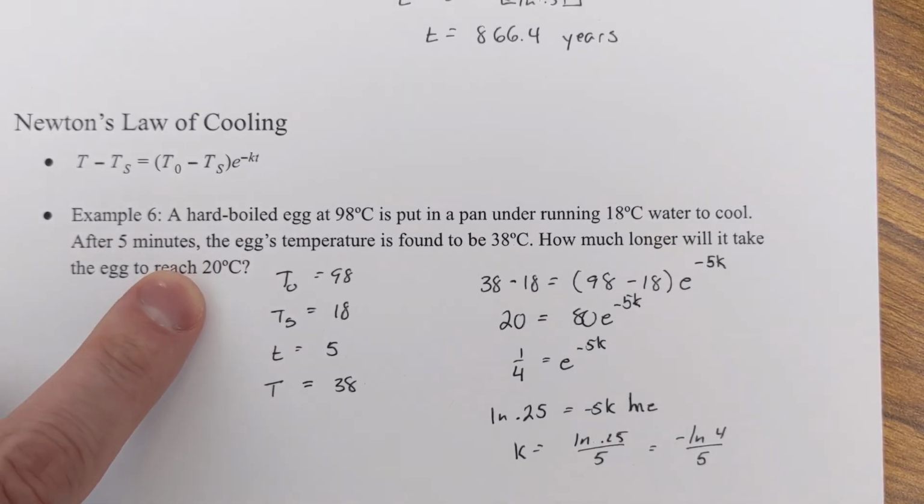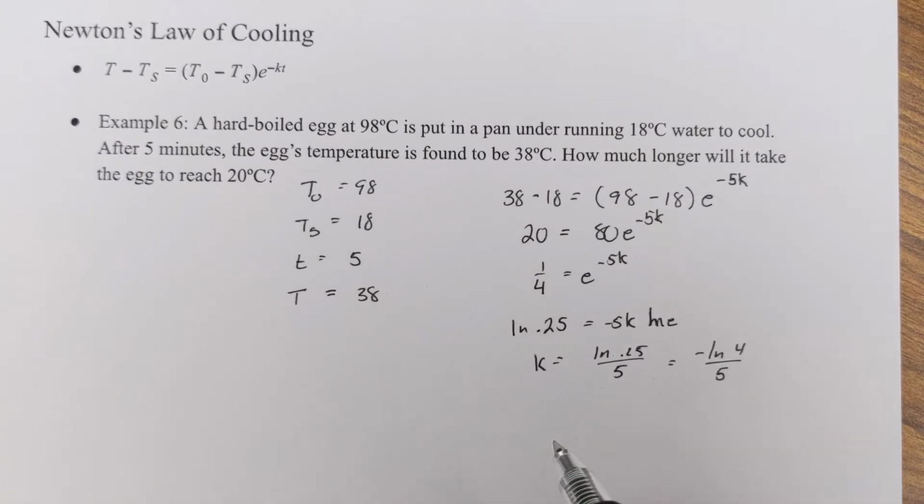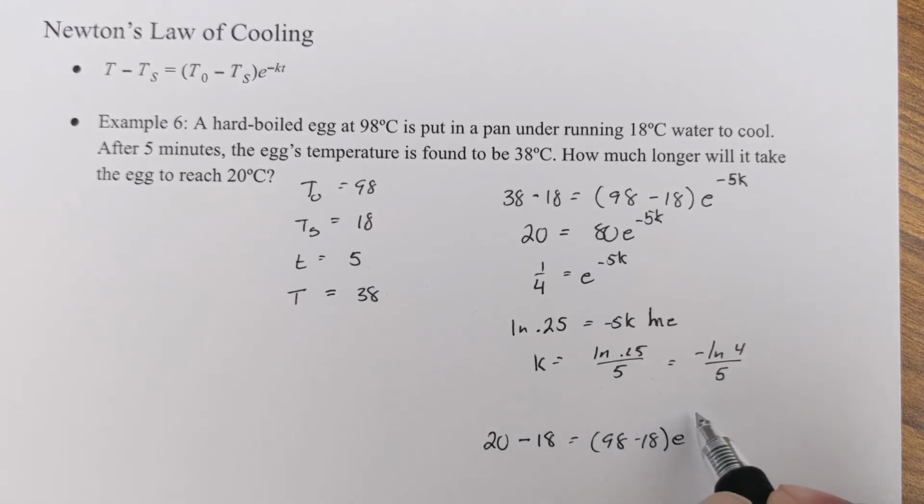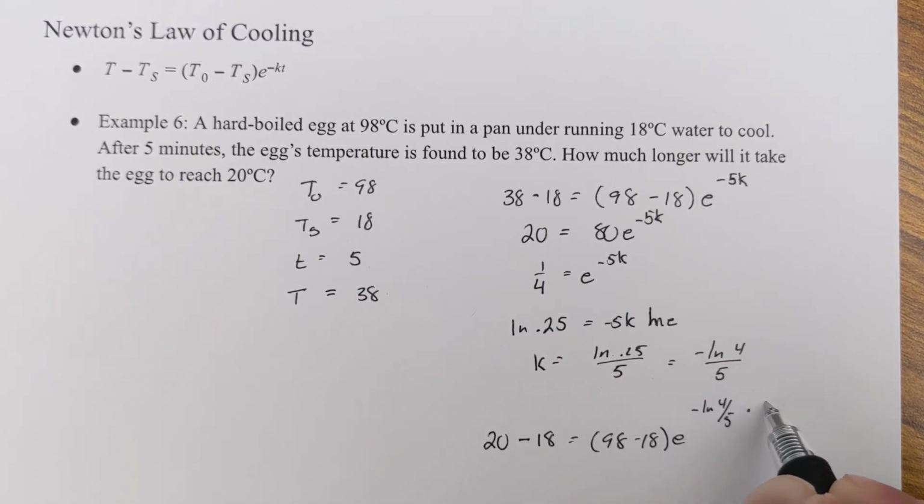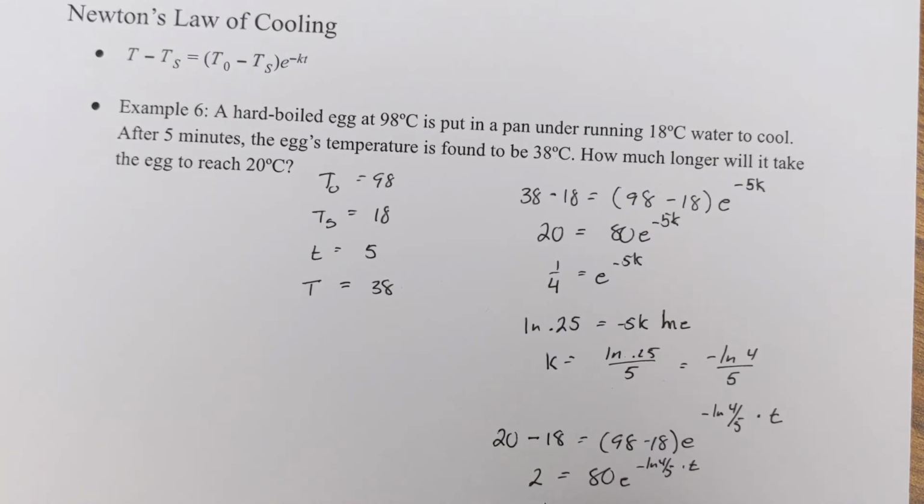So how much longer will it take to reach 20? So now that's my new final temperature here. So start the problem over essentially. So 20 minus 18 equals 98 minus 18 e to the negative ln 4 over 5 times t. So this is 2 equals 80 e to the negative ln 4 over 5 times t. So divide it across, so 2 over 80 is 1/40th equals e to the negative ln 4 over 5 times t.